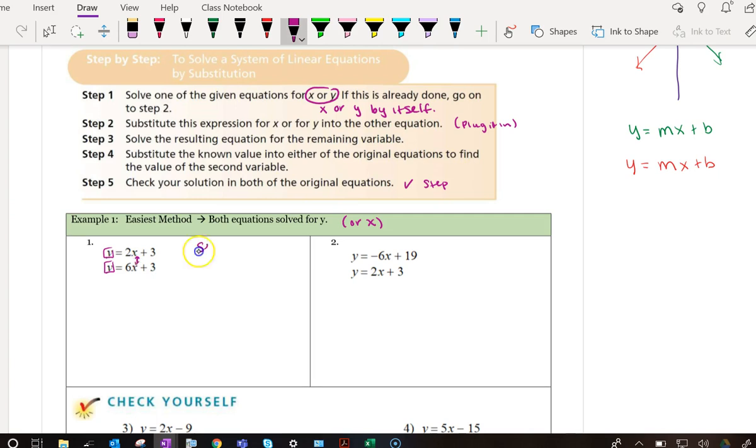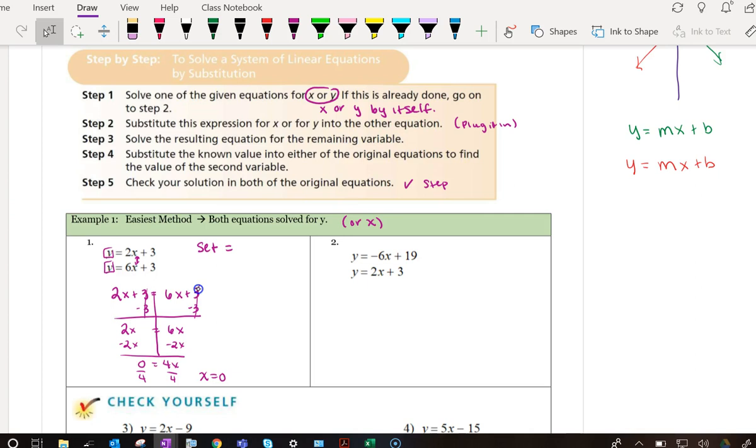So we are going to set 2x plus 3 equal to 6x plus 3. And that means we're going to subtract 3 from both sides, and we're going to solve for x. So I have my line here, and the 3's cancel. So I have 2x is equal to 6x. If I subtract 2x from both sides, I end up with 0 equals 4x, and if I divide by 4, that means that x equals 0.